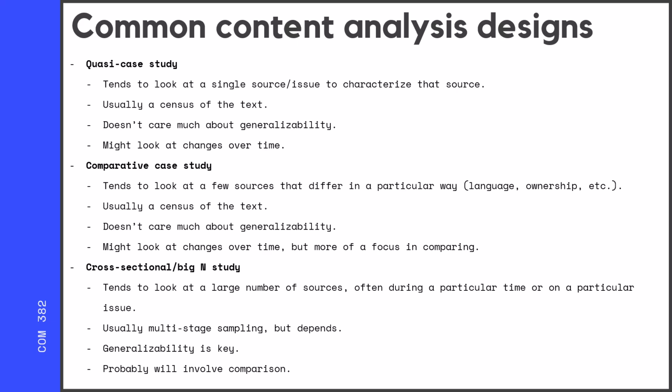This tends to look at just a single source or issue to try to characterize this source. It almost always is a census of the entire text, for example, every episode of Modern Family. It's not trying to generalize to other situations, and it might look at change over time. For example, how is the character Gloria's accent portrayed on Modern Family in the earlier seasons versus the later seasons.